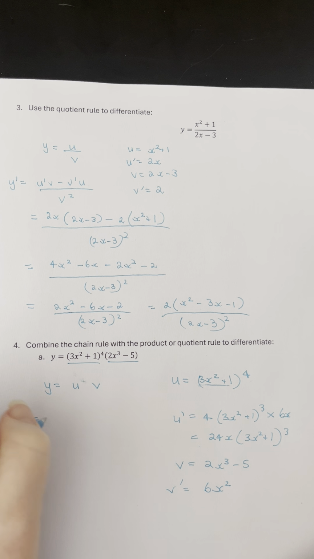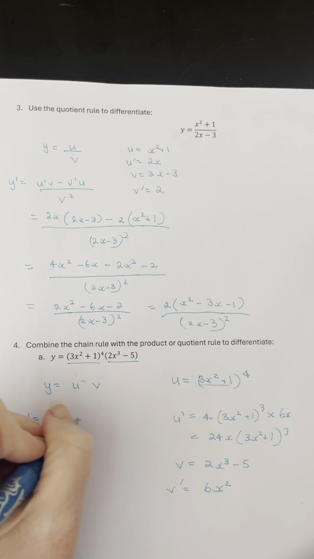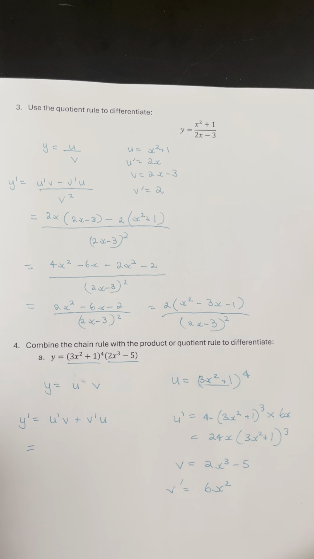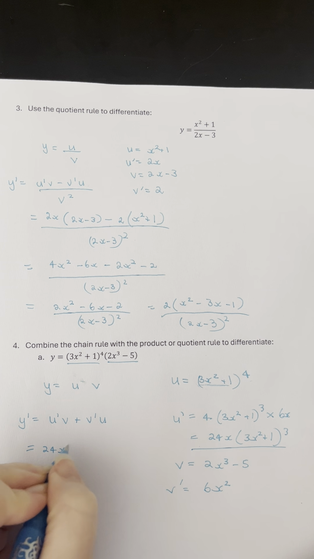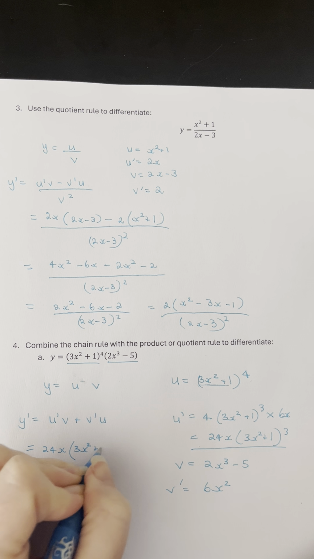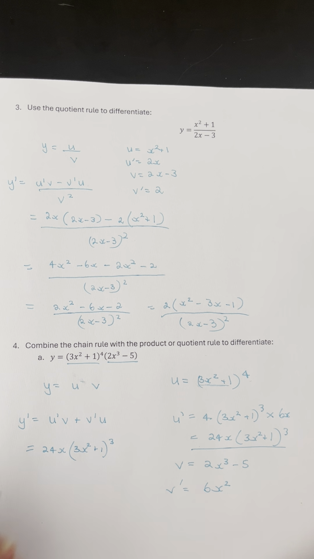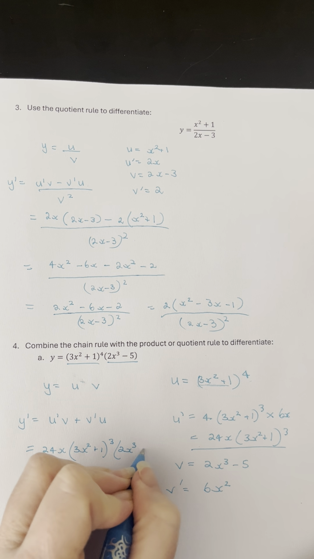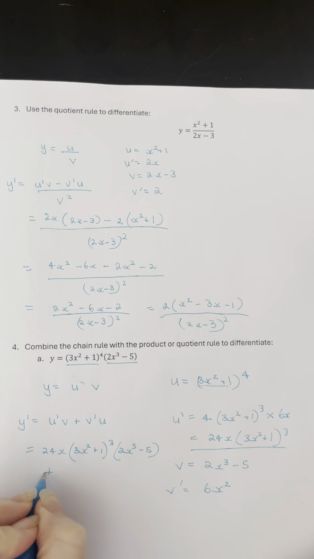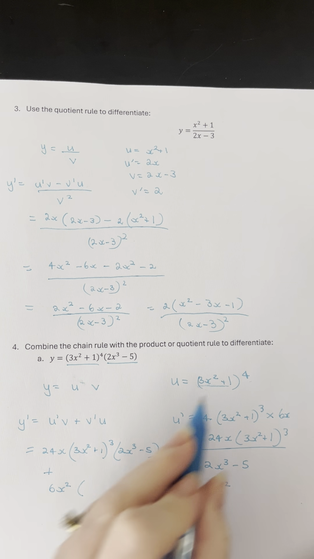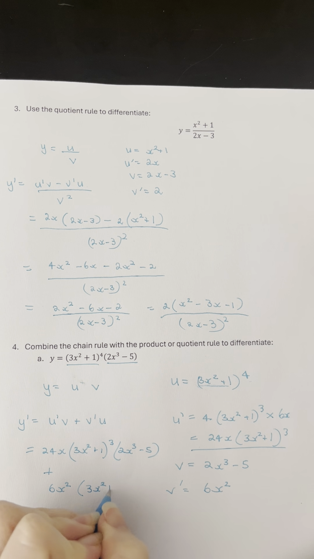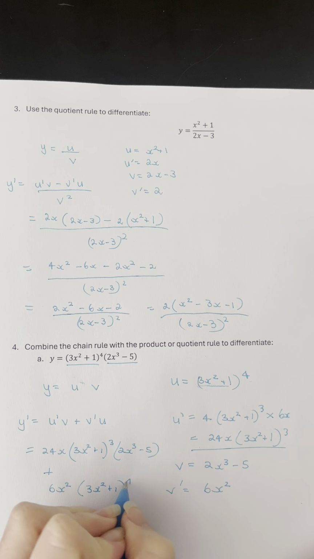So my y dash will be u dash v plus v dash u. My u dash is this 24x outside of 3x squared plus 1 being raised to a power of 3. And my v is 2x cubed minus 5. I'm adding to that, v dash is 6x squared outside of, u is the 3x squared plus 1. And that's being raised to a power of 4.